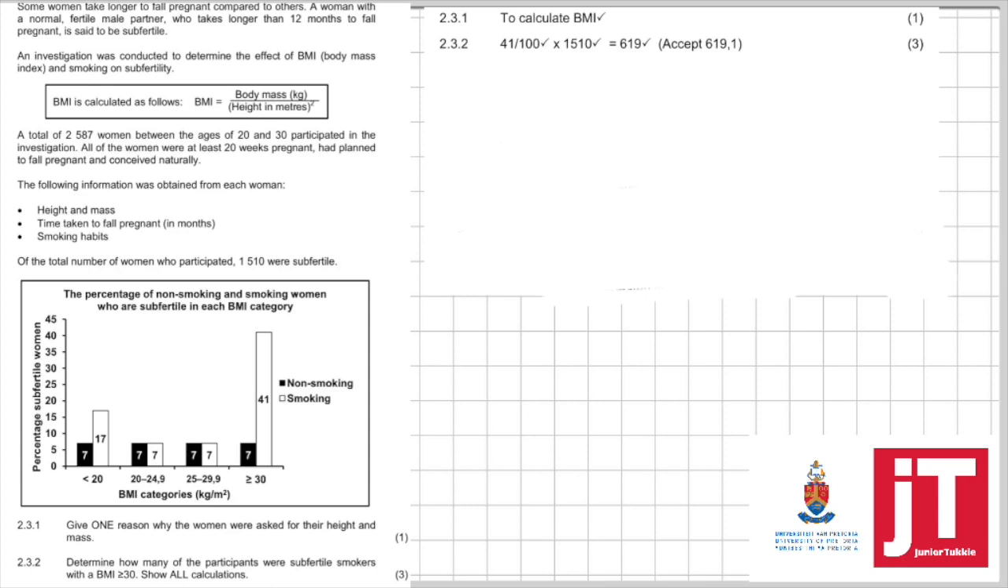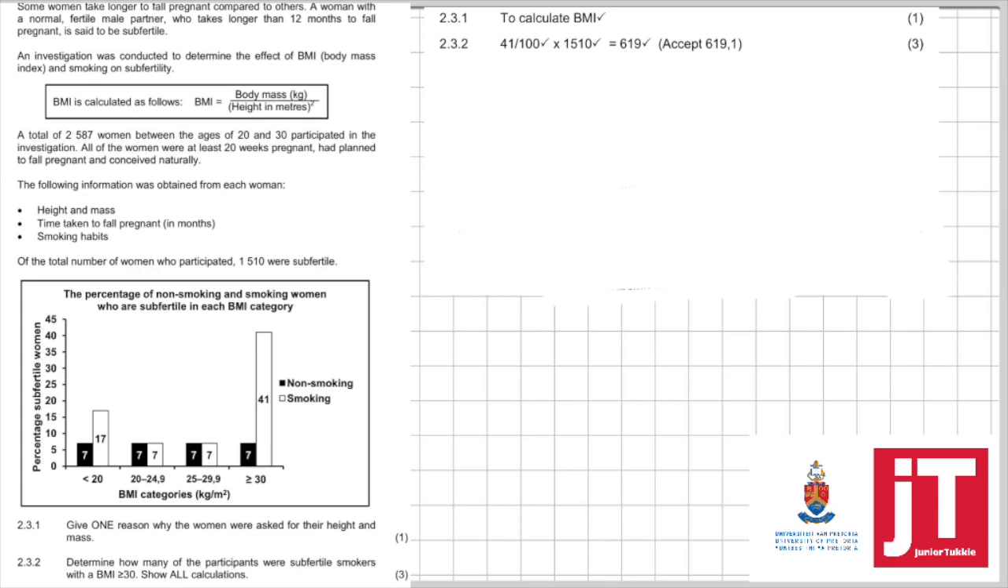A total of 2,587 women between the ages of 20 and 30 participated in the investigation. All of the women who were at least 20 weeks pregnant had planned to fall pregnant and conceive naturally. The following information was obtained from each woman: height and mass, time taken to fall pregnant in months, and smoking habits.